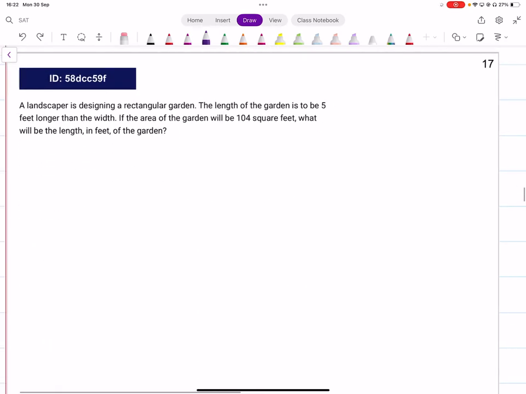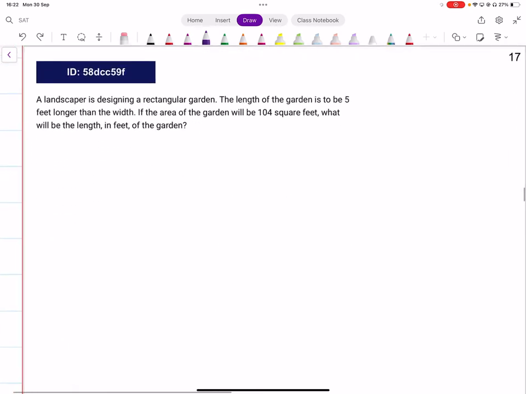Okay, let's try this. A landscaper is designing a rectangular garden. The length of the garden is to be 5 feet longer than the width. The area of the garden will be 104 square feet. What will be the length in feet of the garden? Isn't that fairly straightforward?